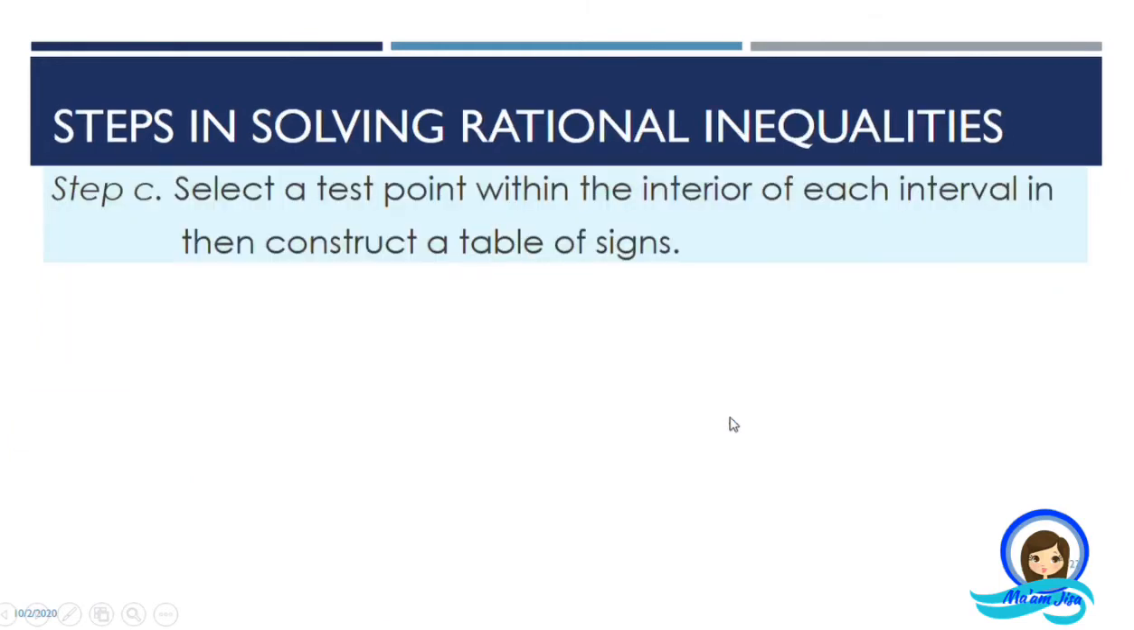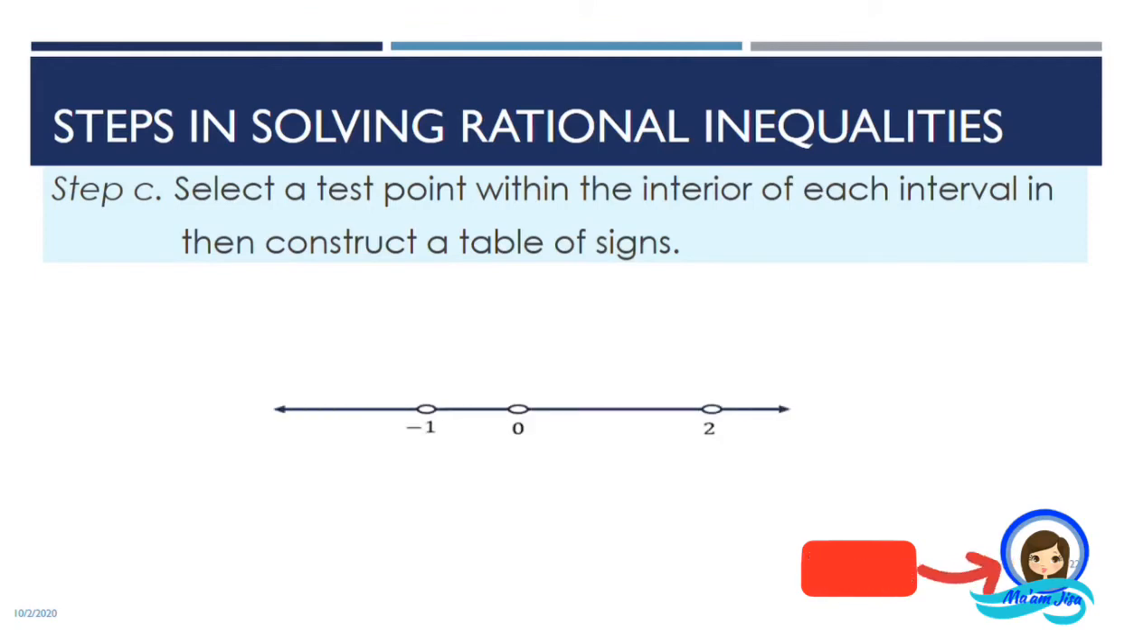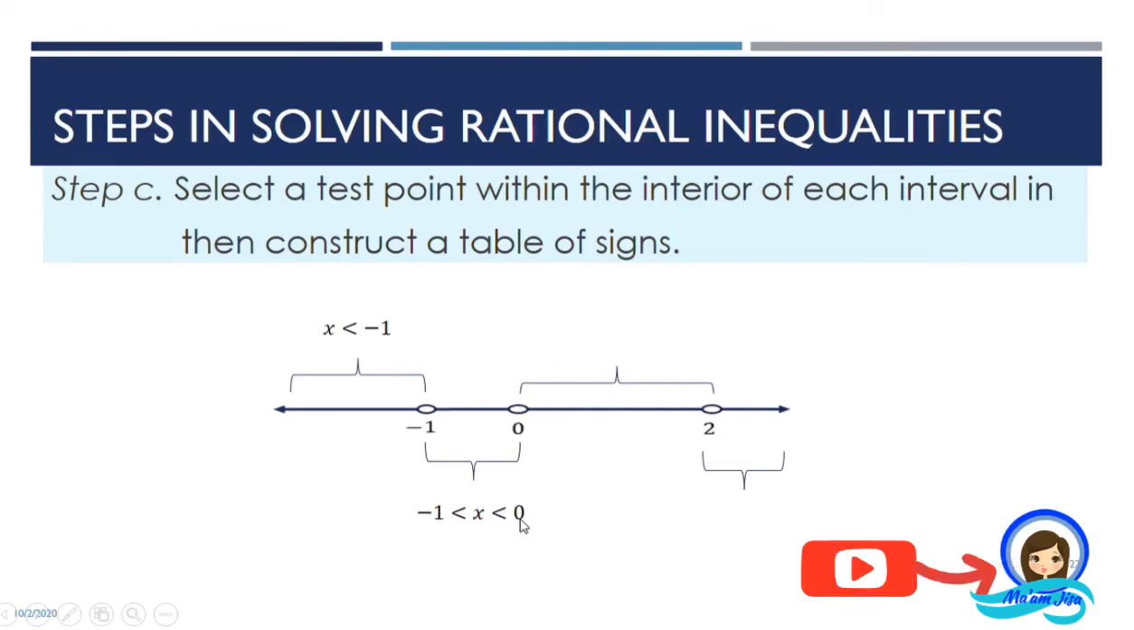Now in our third step, select a test point. But first, let us identify how many intervals there are. So going back, as you can see, the number line is divided into 4 intervals. We have the first interval, the second interval, the third interval, and the fourth interval. Our first interval is x less than -1. Our second interval is in between -1 and 0. Our third interval is in between 0 and 2. And our fourth interval is x greater than 2. So we have 4 intervals.